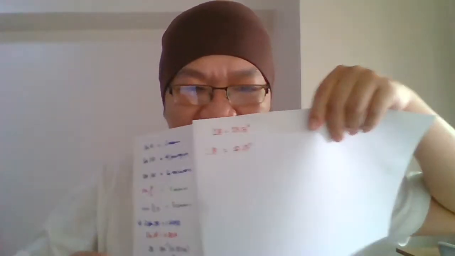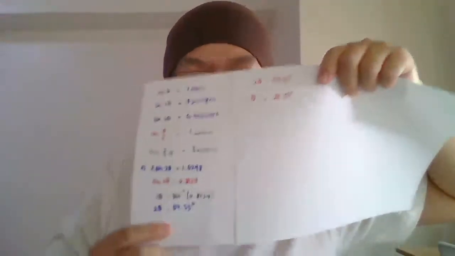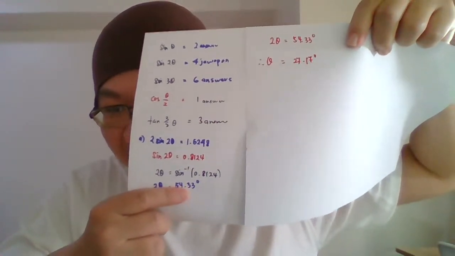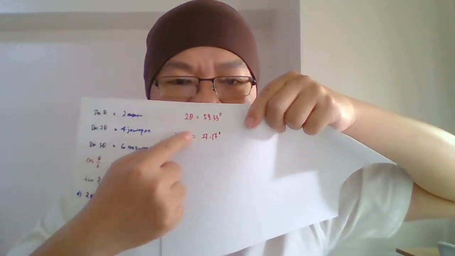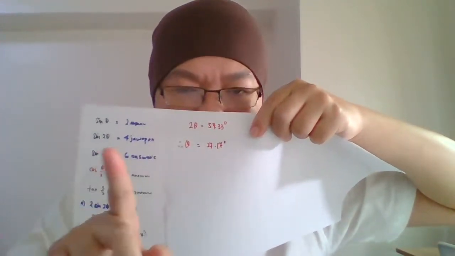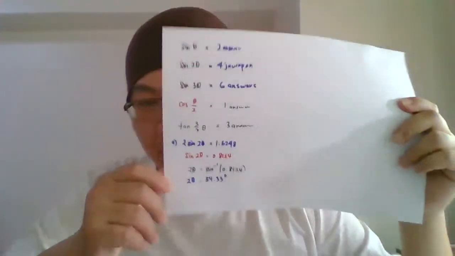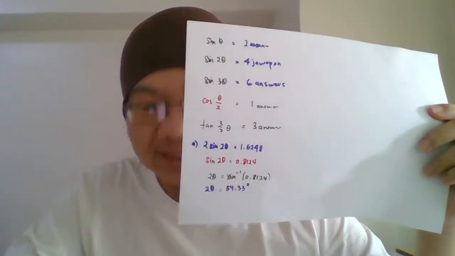I use 2 different papers because on this paper I want to show the correct answer. So guys, after you got the 2 theta here, don't do it like this. You don't straight away find theta equal to something. Cannot. Now, after we find 2 theta equal to 54.33, what is next? Straight away draw the diagram. Draw the Cartesian plane.